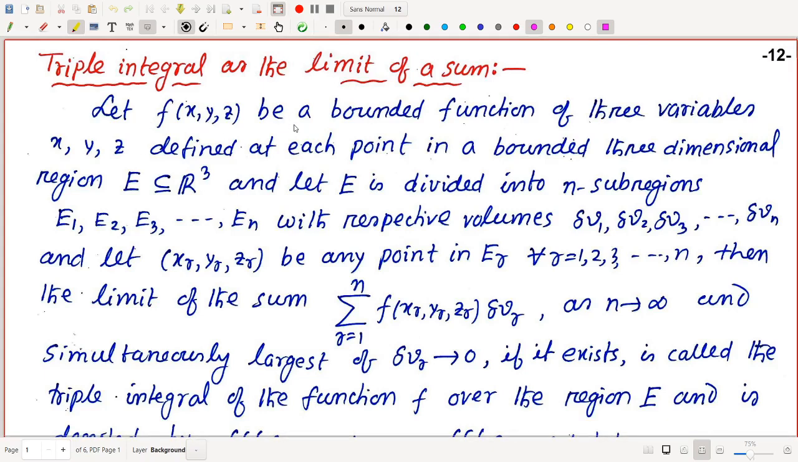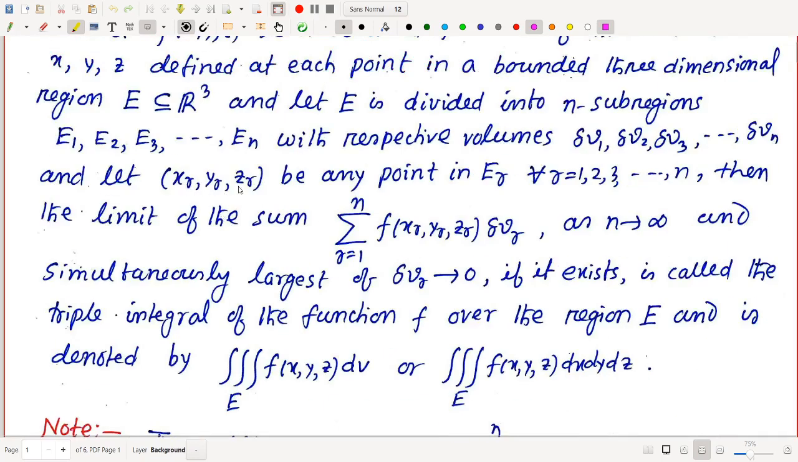Let f(x,y,z) be a bounded function of three variables x, y, z defined at each point in a bounded three-dimensional region E, a subset of R³, and let this region E be divided into n sub-regions E1, E2, E3, ..., En with respective volumes ΔV1, ΔV2, ΔV3, ..., ΔVn, and let (xr, yr, zr) be any point in Er, that is in the rth subregion, for all r equal to 1 to n. That is, we have taken the point (x1, y1, z1) from E1, (x2, y2, z2) from E2, etc.